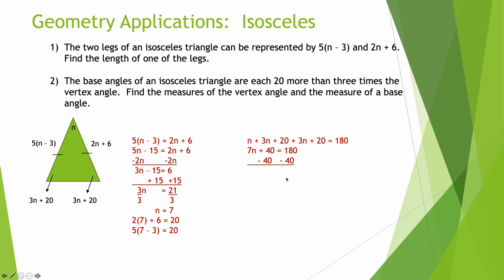I subtract 40 from both sides. 7n equals 140. Divide by 7, n equals 20. Booyah! Let's check this out, make sure it makes sense. 3n plus 20, if I plug in the 20, that base angle at 3n plus 20, that's 3 times 20 is 60 plus 20 is 80. And the three angles are 20, 80, and 80. And yes, yes, yes, they add up to 180 degrees. So we're looking good there.